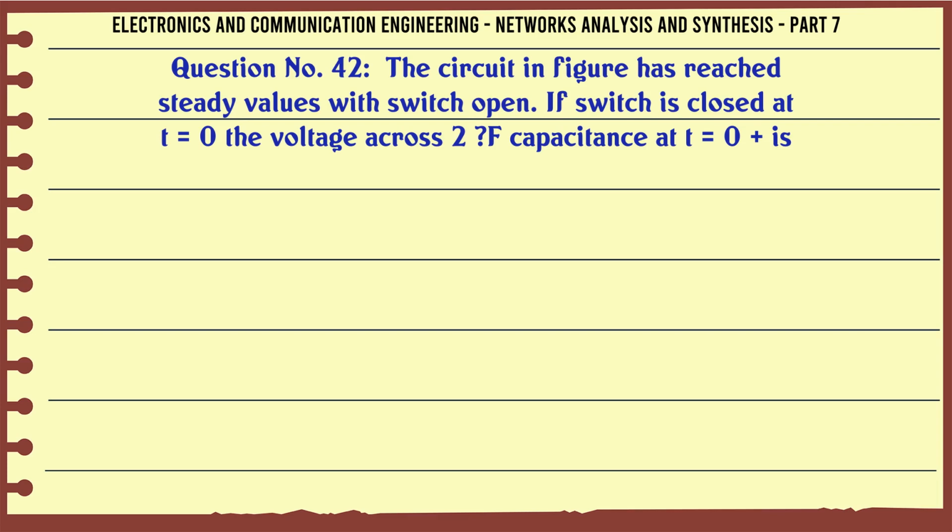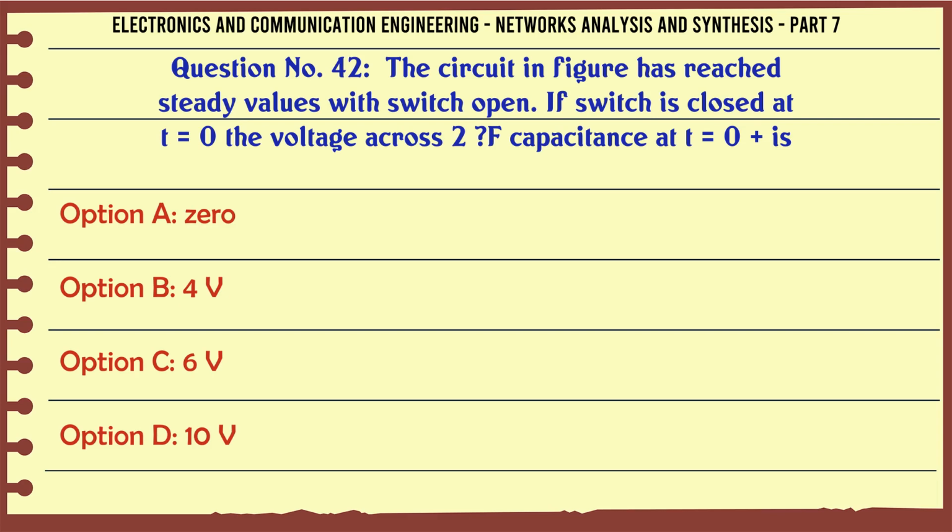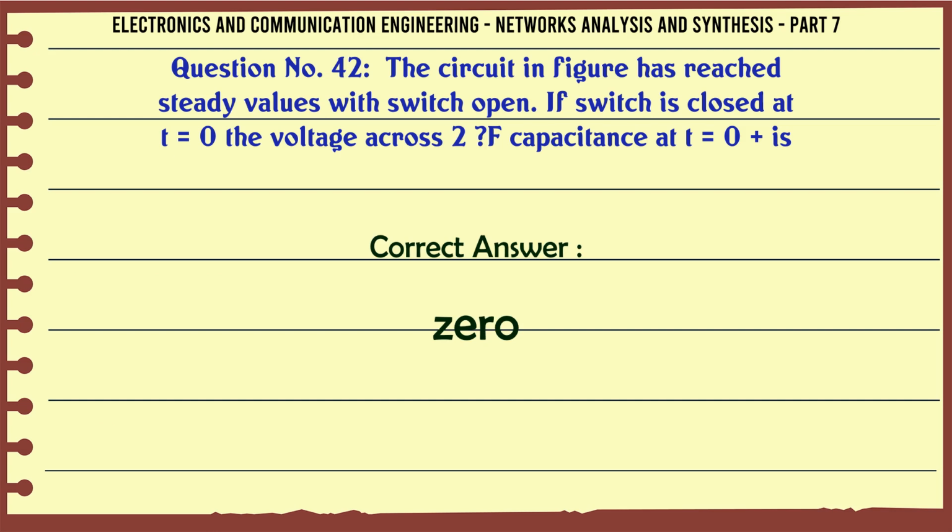The circuit in figure has reached steady values with switch open. If switch is closed at t=0, the voltage across the capacitance at t=0 is A 0, B 4V, C 6V, D 10V. The correct answer is 0.